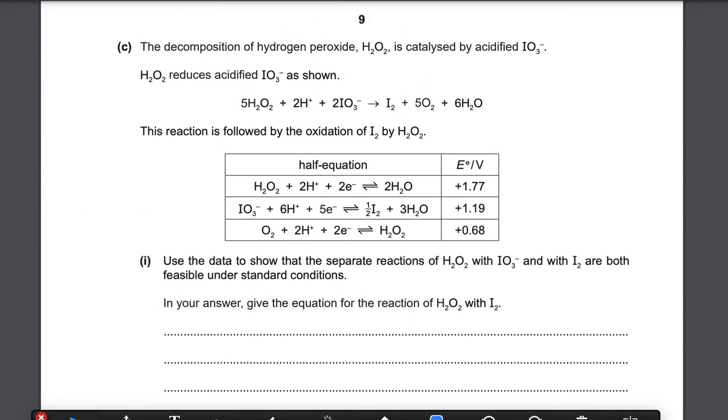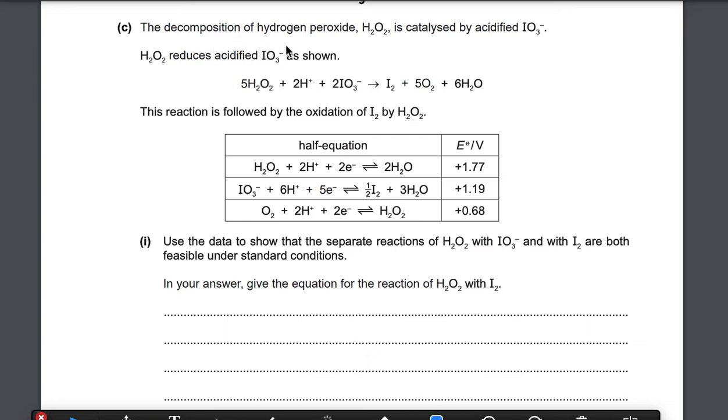So now moving on to C part, which says the decomposition of hydrogen peroxide is catalyzed by acidified IO3 minus. Okay, H2O2 reduces, what does reduction mean? So it gains electrons. IO3 minus as shown. This is the equation which is shown, and the reaction is followed by the oxidation of I2 by H2O2. So the first reduction takes place, and then oxidation. These are some of the equations given. We'll come back to these later.